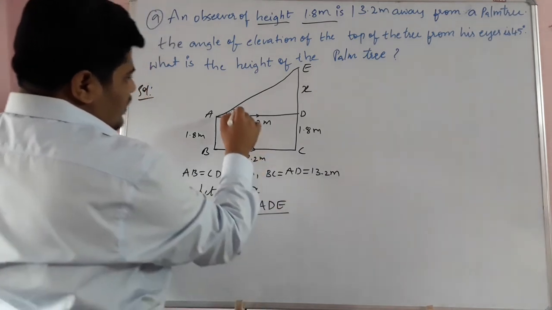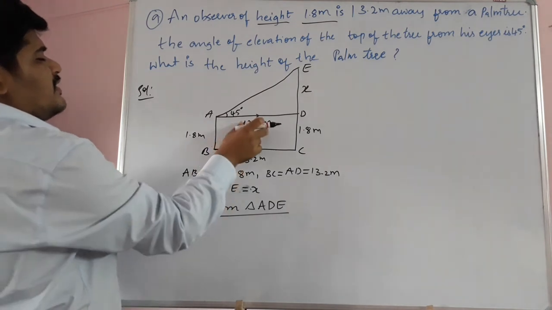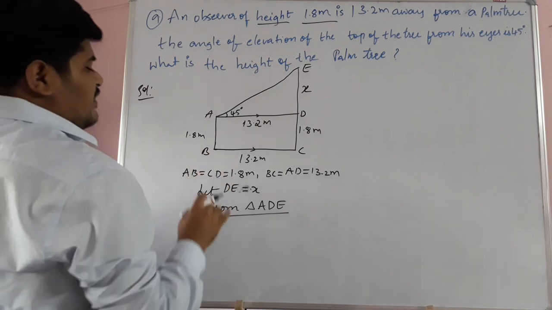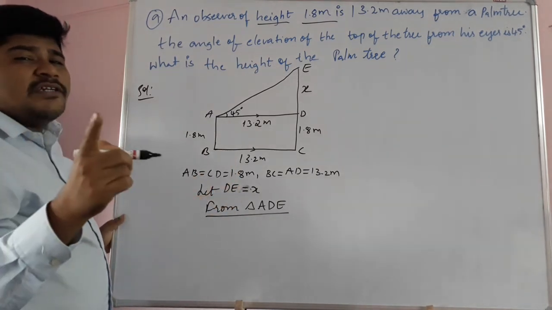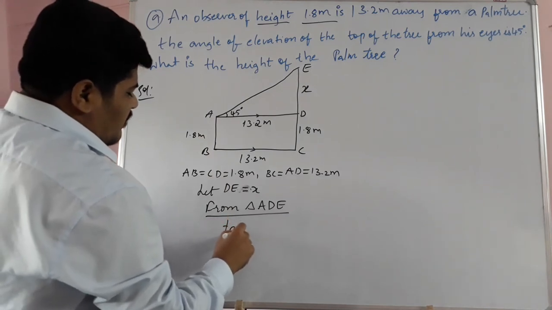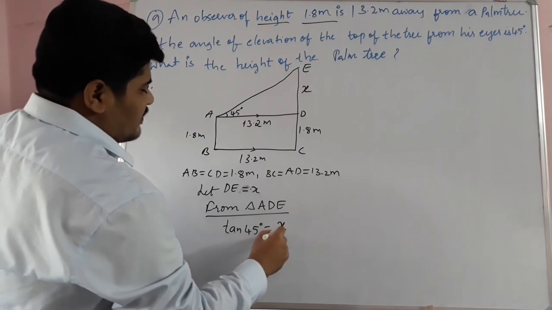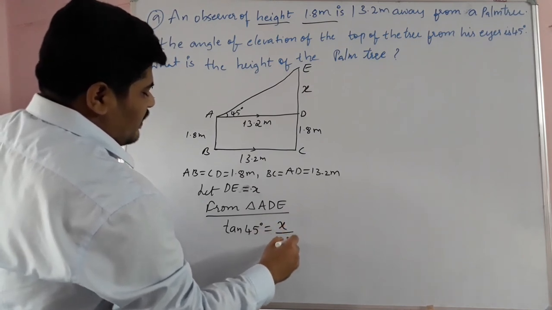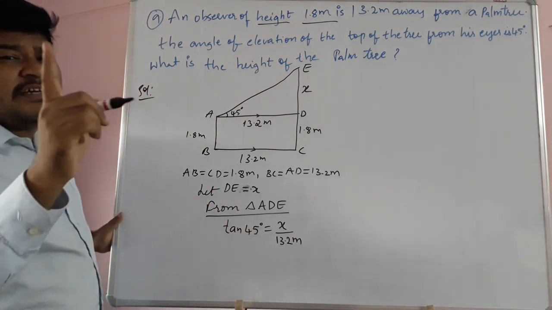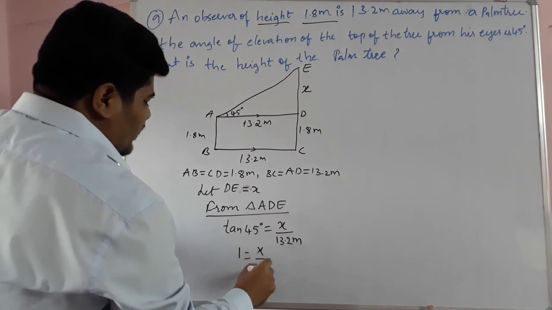what can we write? With respect to 45 degrees, the opposite side and the adjacent side are there. With the help of the tan theta concept, we can find this. What is tan theta? Opposite side by adjacent side. So here you can write tan 45 degrees is equal to opposite side X by adjacent side 13.2 meters. What is the value of tan 45 degrees? 1. So 1 is equal to X by 13.2 meters.